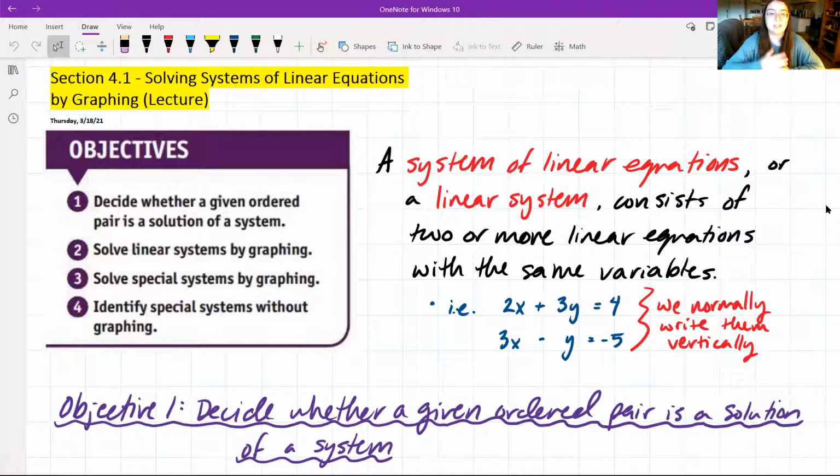So we can see them written in standard form very often, as well as our slope-intercept form, but our linear system will consist of two of these linear equations and have the same variables. So in this case, in our example here, we have x's and y's. And we also normally write them vertically, so we stack them one on top of the other.